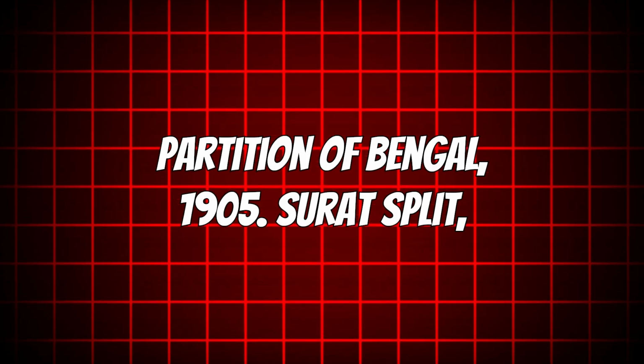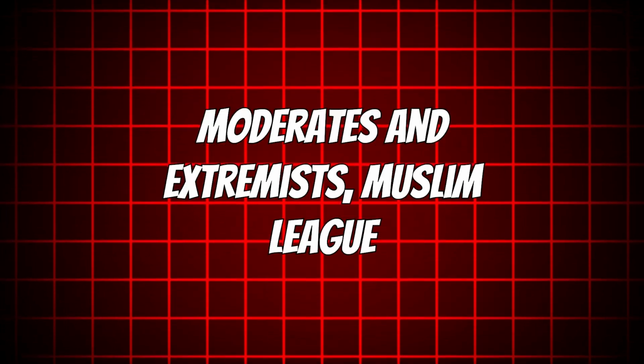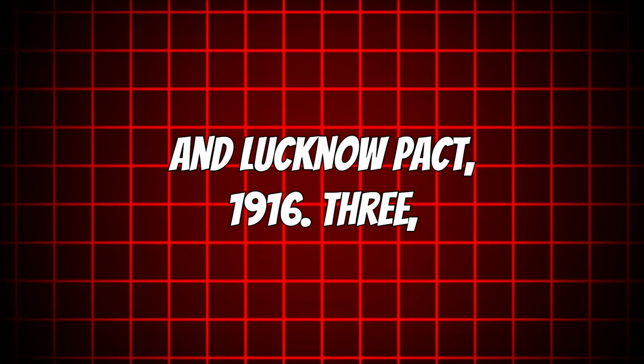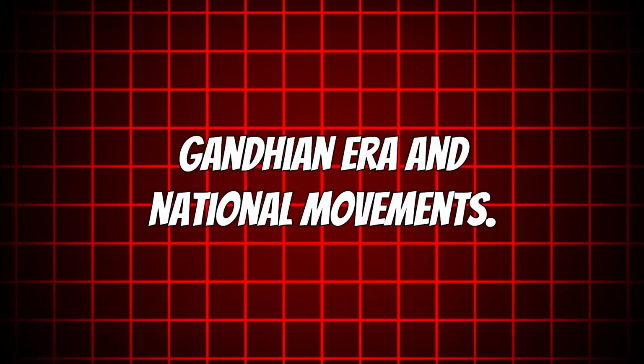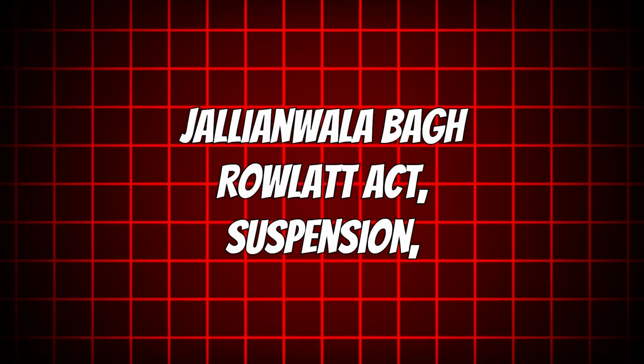Partition of Bengal, 1905. Surat Split, 1907. Objectives and methods of moderates and extremists. Muslim League and Lucknow Pact, 1916. 3. Gandhian era and national movements. Non-cooperation movement, causes: Jallianwala Bagh, Rowlatt Act.